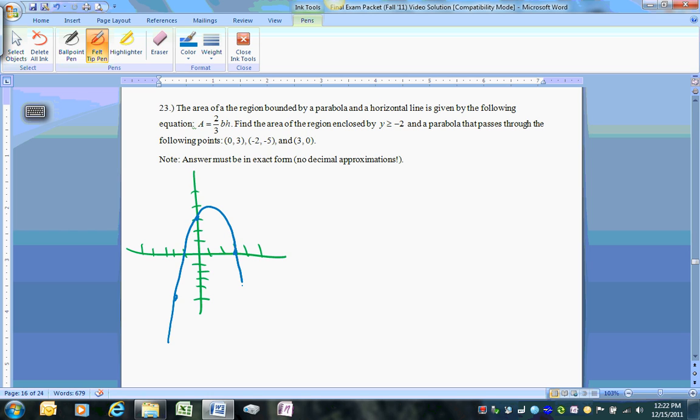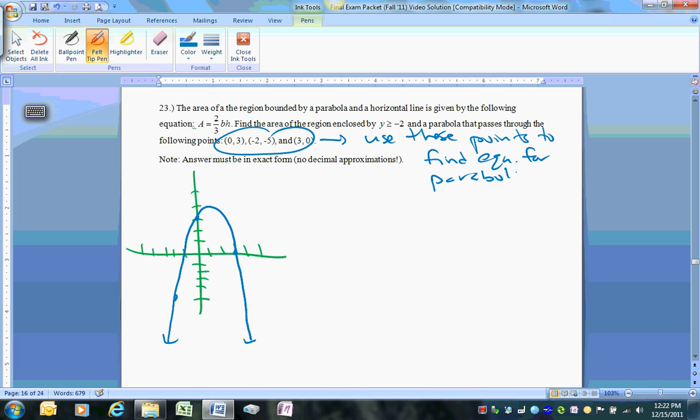So we have a parabola that looks like this. Pretty looking parabola. You've got to find the equation for the parabola though. So use these points to find the equation for the parabola. Well, here's the equation.